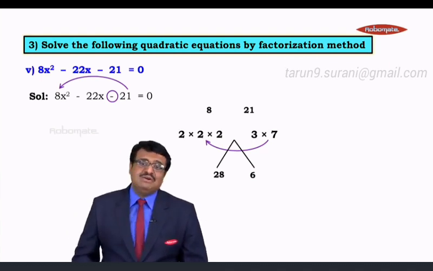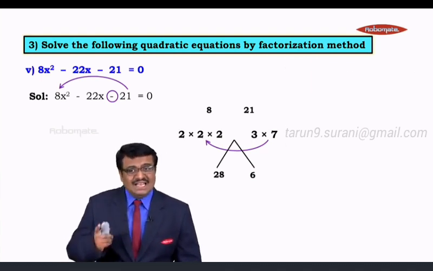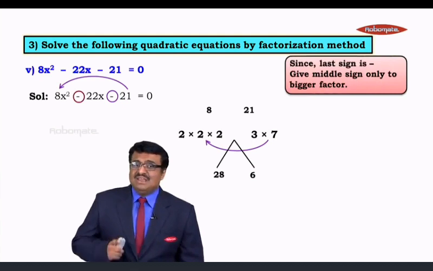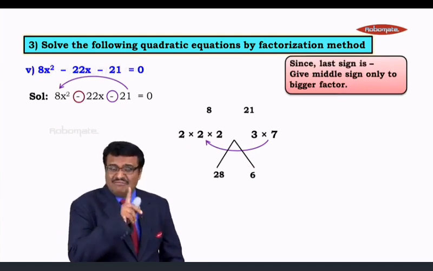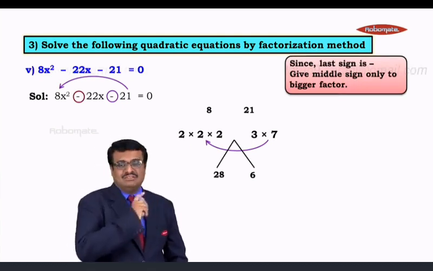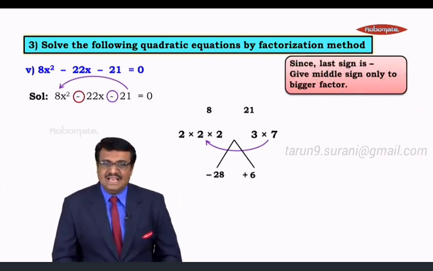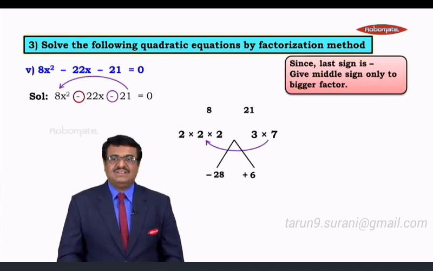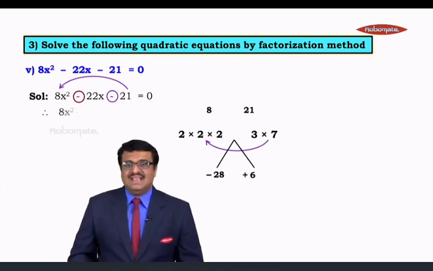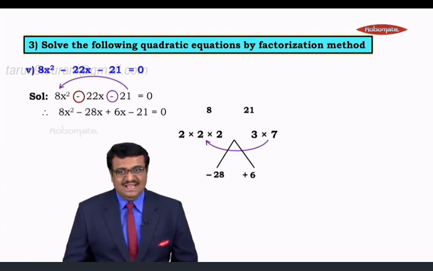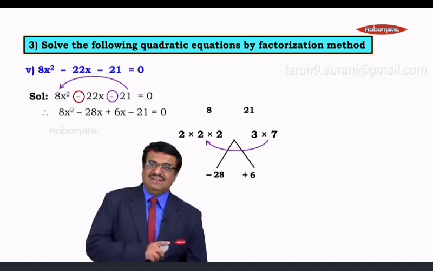Now signs to be given to the factors. What sign is to be given? When the last sign is minus, the middle sign goes to the bigger factor and the opposite sign to the smaller factor. The middle sign is minus, it goes to the bigger factor, and the opposite sign goes to the smaller factor, plus 6. So what we get is 8x square minus 28x plus 6x minus 21 is equal to 0.